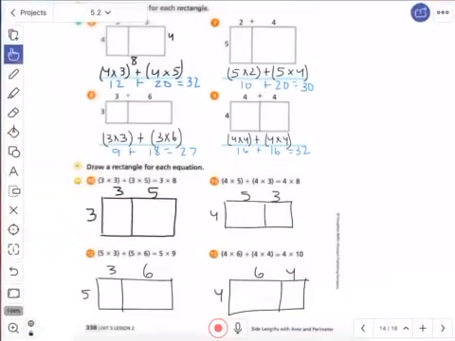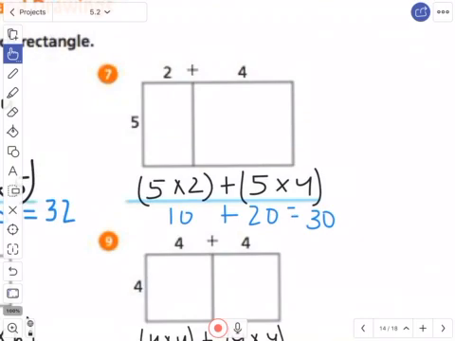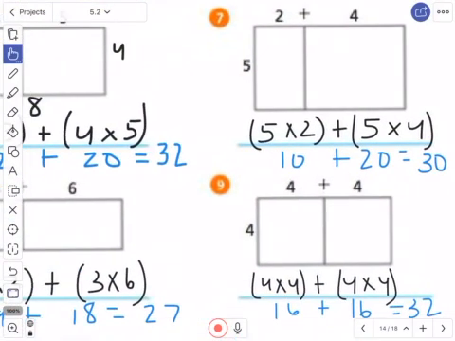Check my thinking for these, and I already filled it all in. I know this video is getting pretty long, but for number 7, it's 5 times 2, so that's for the first part, plus 5 times 4. And then 5 times 2 is 10, 5 times 4 is 20, add that together for 30. Composite just to check yours.